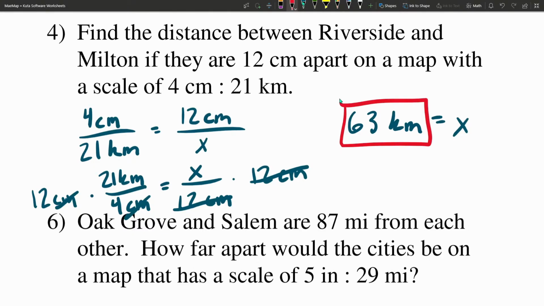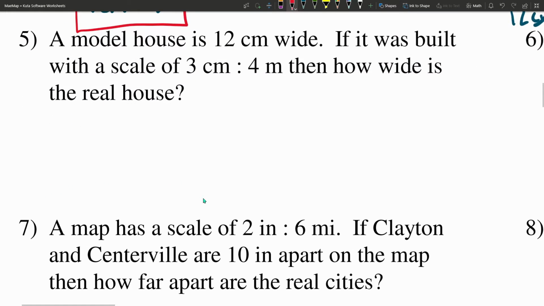Moving on to number 5, it says that a model house is 12 centimeters wide. If it was built with a scale of 3 centimeters to 4 meters, then how wide is the real house? So how wide is the real house if we know it's 12 centimeters? So that's going to be our unknown x, or if you want to, just to show you that a variable is just going to represent some number, this time let's make our variable a. So a is how wide the real house is, and the model house itself is 12 centimeters.